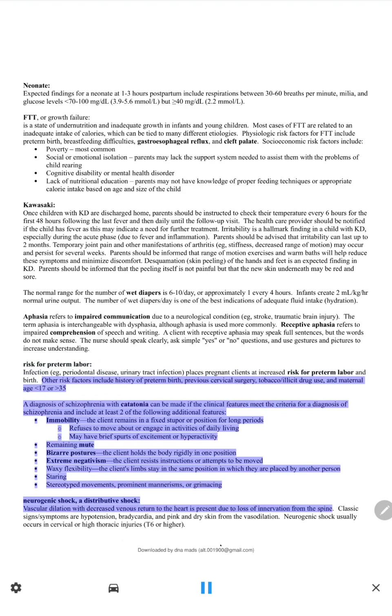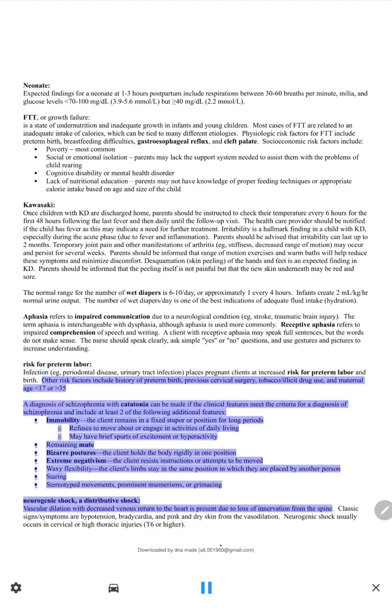A diagnosis of schizophrenia with catatonia can be made if the clinical features meet the criteria for a diagnosis of schizophrenia and include at least 2 of the following additional features. Immobility: the client remains in a fixed stupor or position for long periods or refuses to move about or engage in activities of daily living, or may have brief spurts of excitement or hyperactivity. Remaining mute. Bizarre postures: the client holds the body rigidly in one position. Extreme negativism: the client resists instructions or attempts to be moved. Waxy flexibility: the client's limbs stay in the same position in which they are placed by another person. Staring. Stereotyped movements, prominent mannerisms, or grimacing.